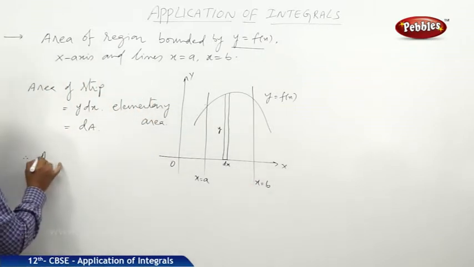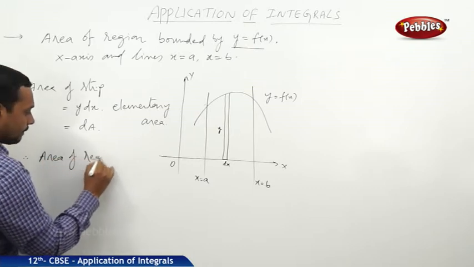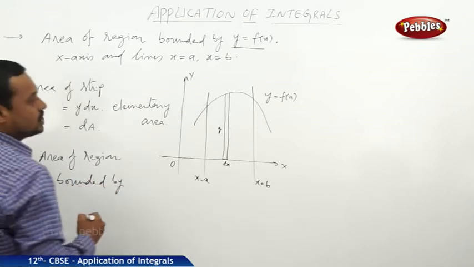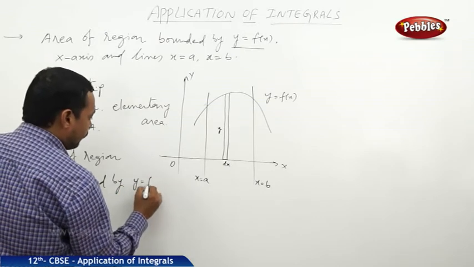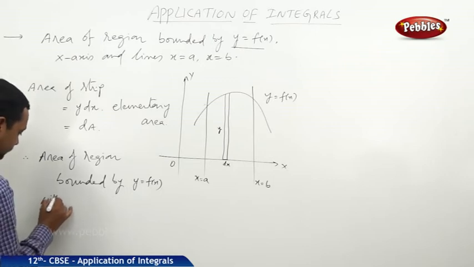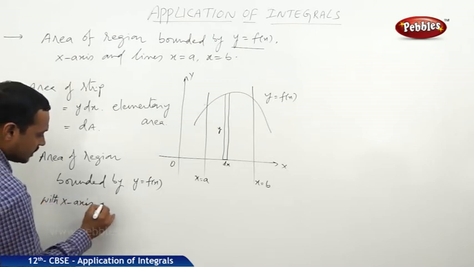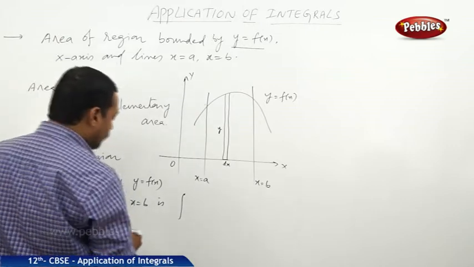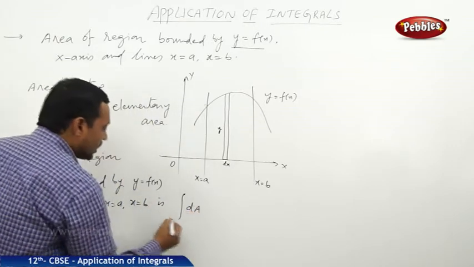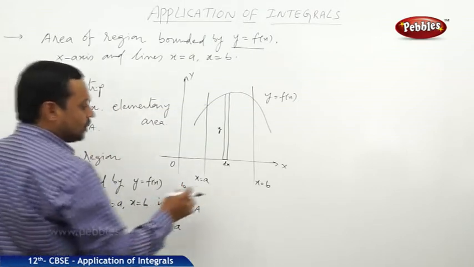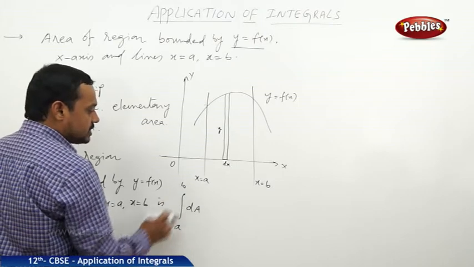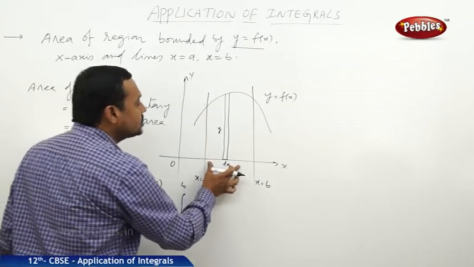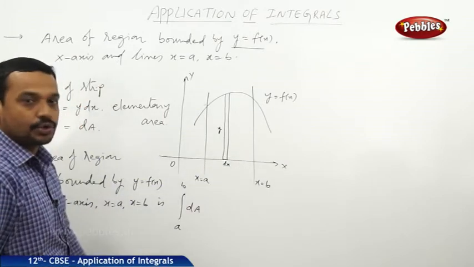And therefore the area of the region bounded by the curve y is equal to f of x with x axis and x is equal to a, x is equal to b is given by integral of dA under the limits a to b. So it is integral of dA under the limits a to b represents the area of the region, as well as it is the sum of the large number of strips that are defined between x is equal to a and x is equal to b.